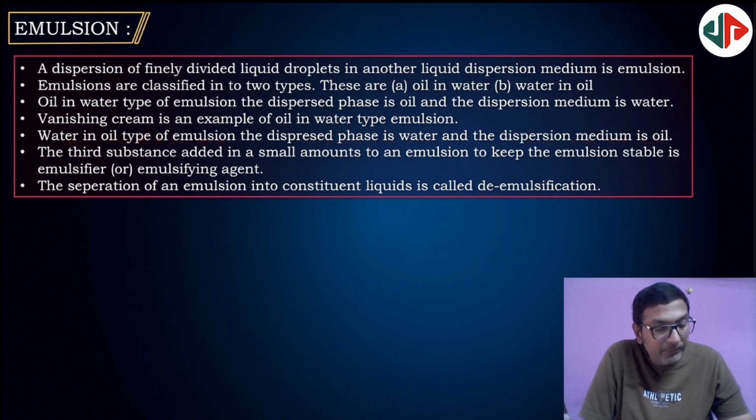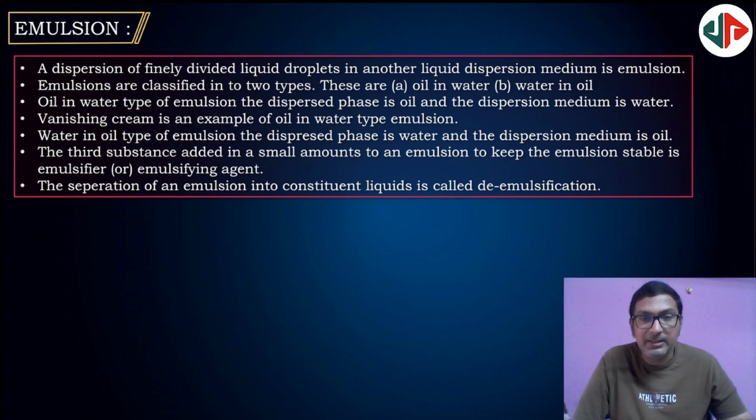Next, the third substance which is to be added in small amounts to stabilize an emulsion is known as an emulsifier or emulsifying agent. Next, separation of an emulsion into two components is known as de-emulsification. De-emulsification: separation of phase and medium.